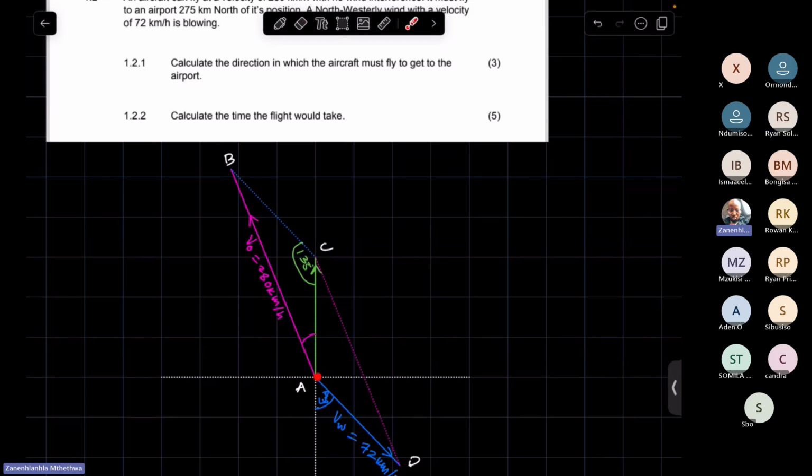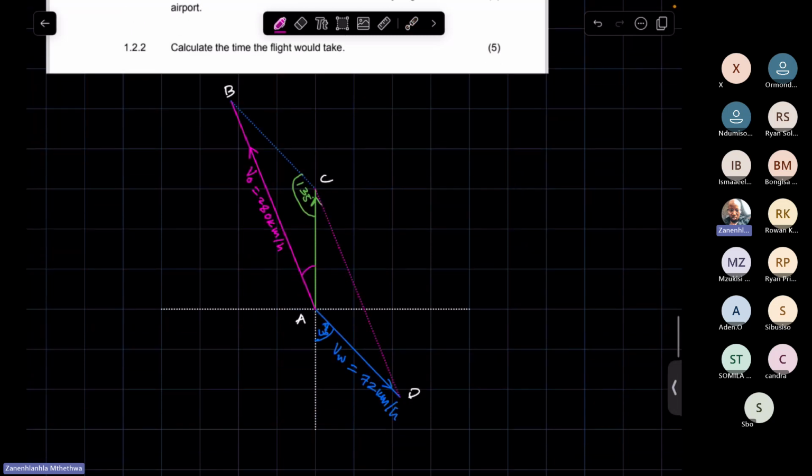We established that the plane needs to take this direction in order to end up directly north after flying 275 kilometers. So when they ask you to calculate the direction in which the aircraft must fly to get to the airport, remember our direction is referenced from the x or y axis. Based on our parallelogram, the angle we are going to calculate is this one, which is referenced from the y axis. Now let's calculate that angle.